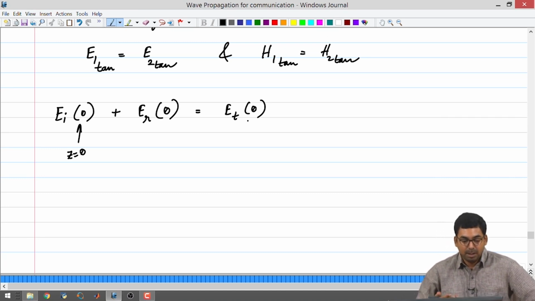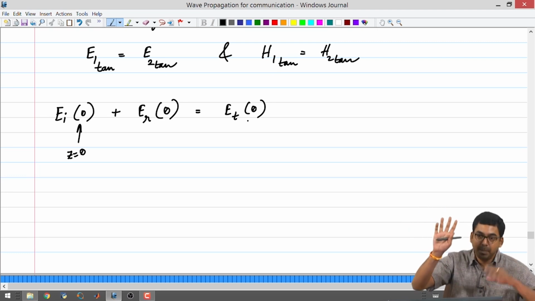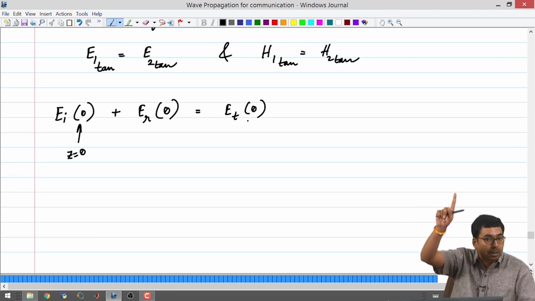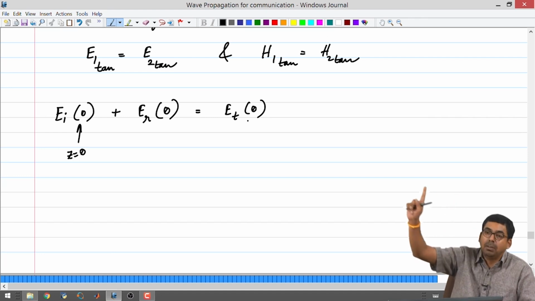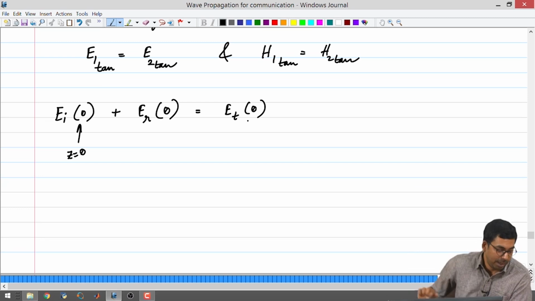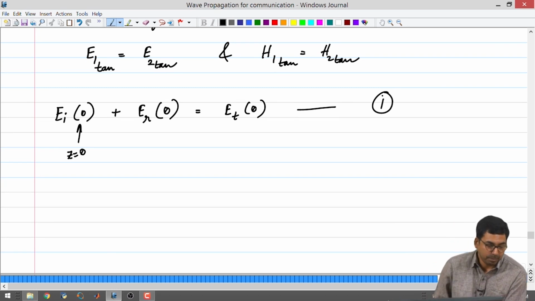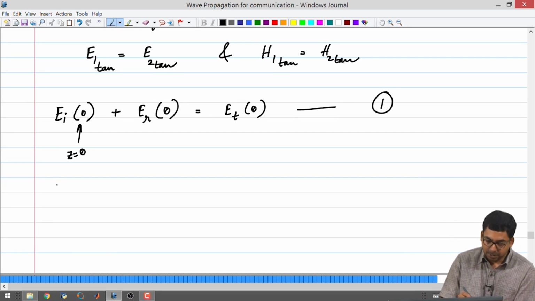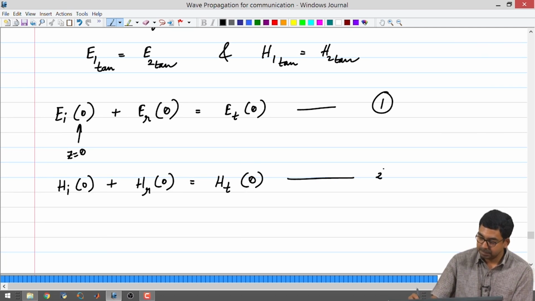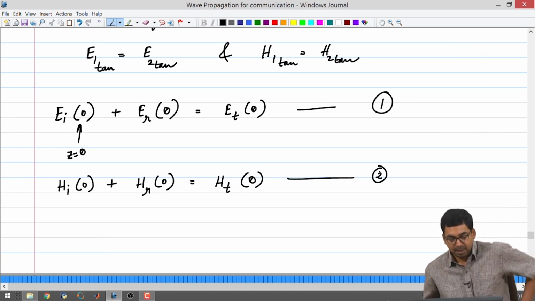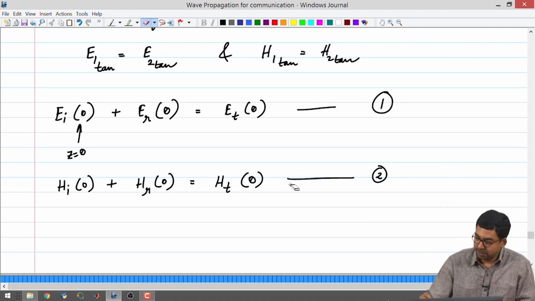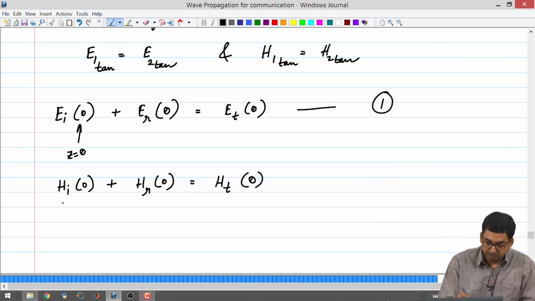So, your total fields in medium number 1 have to be equal on each side. You have the incident field plus the reflected field in medium 1, both pointing in the same tangential direction, and this has to be equal to the field on the right side, according to the boundary condition. You can mark this as equation number 1. And you can say that Hi of 0 plus Hr of 0 is equal to Ht. This is equation number 2.